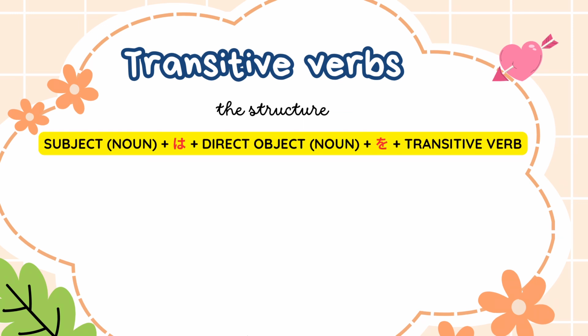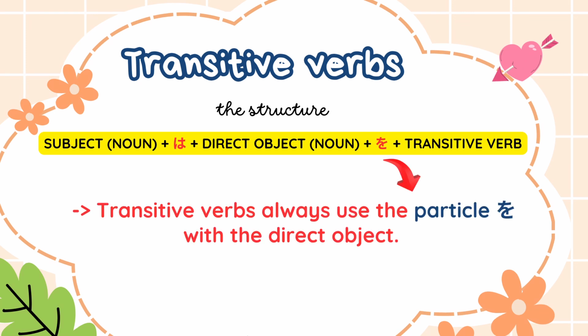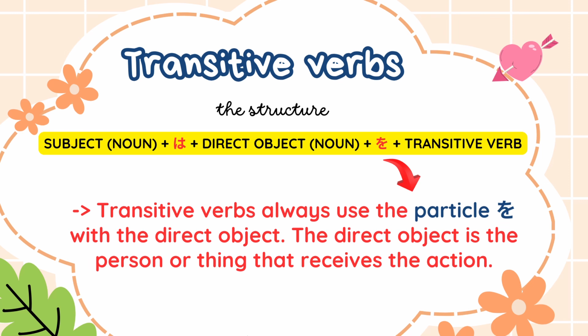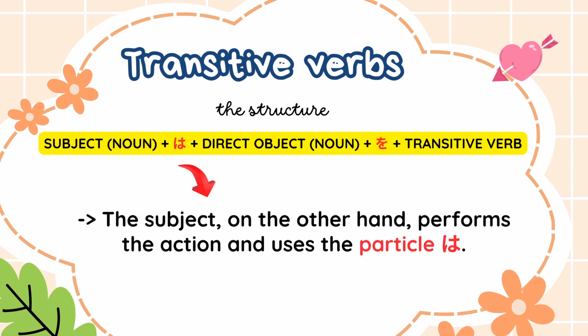The structure of a transitive verb sentence is subject, noun, plus the particle wa, plus direct object, noun, plus the particle o, plus transitive verb. As you can see, transitive verbs always use the particle o with the direct object. The direct object is the person or thing that receives the action. The subject, on the other hand, performs the action and uses the particle wa.